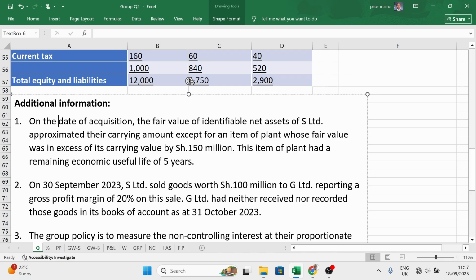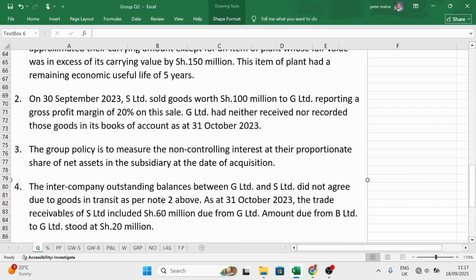So there are 2 adjustments we are going to be making for additional information. Number 1, there is a revaluation gain which is 150. We are going to add this 150 to the value of property, plant, and equipment during the consolidation. And then the plant had a remaining useful life of 5 years, so that means depreciation is going to be adjusted. We are going to calculate depreciation based on the gain in revaluation, and that is going to add on the expenses.